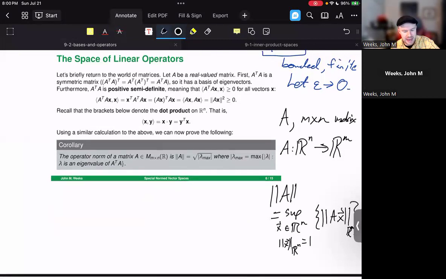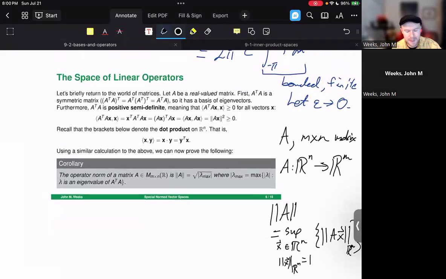And we've given a way of talking about how you can calculate the operator norm of a matrix using the value lambda max. This lambda sub max is the maximum of the absolute values of all eigenvalues of A transpose A. So that is the notion of an operator norm.